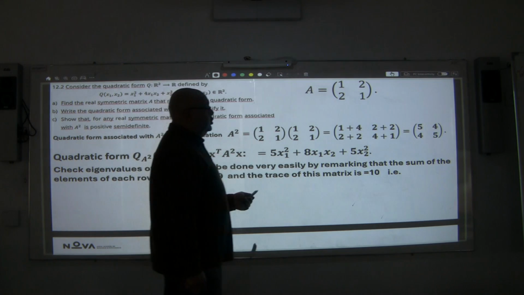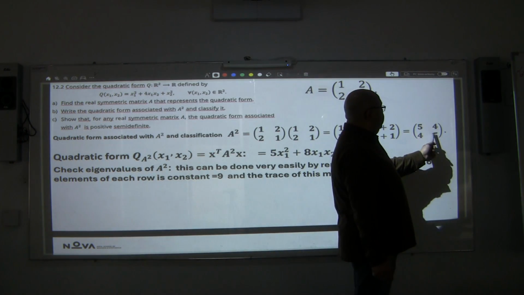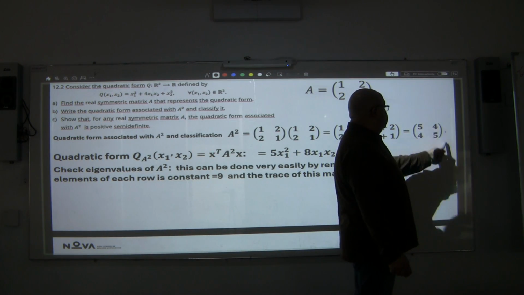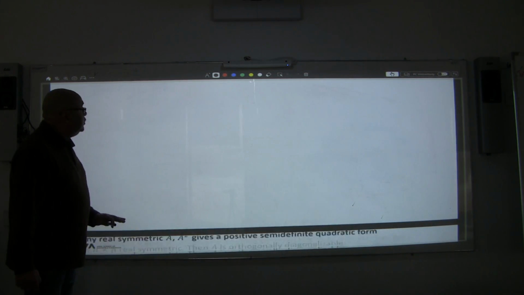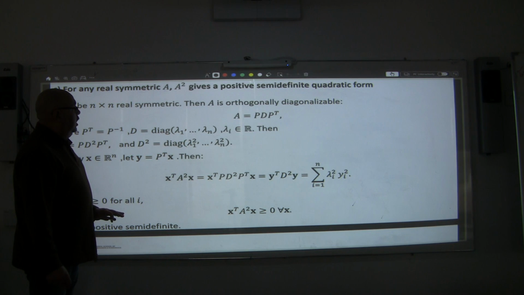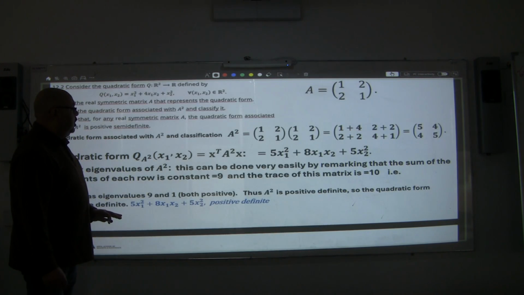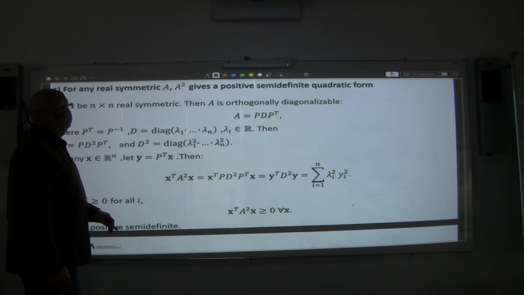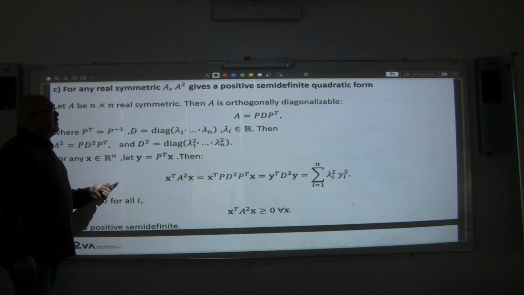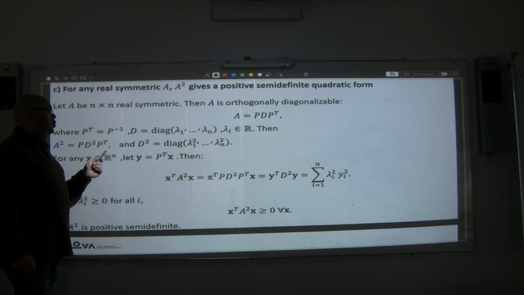All I have to do is to have 5 minus lambda, 5 minus lambda, and then evaluate this determinant exactly the same way. So once more, those are the values. I can evaluate the eigenvalues of this matrix, and it's going to be greater than 0, so it's positive definite for sure. That's the proof for A equal to A squared.